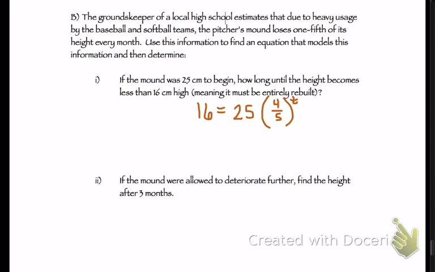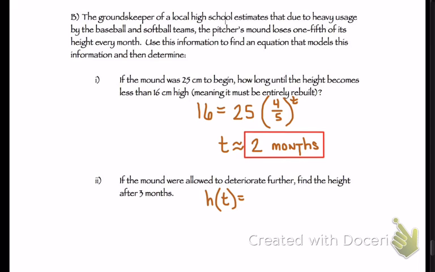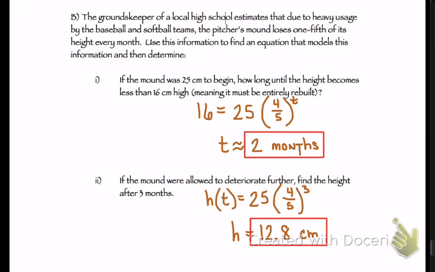So hopefully you're okay with that. How do I solve it? Again, y1, y2, find the intersection. I'm going to get 2 months. Second part though, if the mound were allowed to deteriorate further, find the height after 3 months. Okay, so now I'm trying to find the height after 3 months. Remember, it started at 25 centimeters. It has 4/5 of its value left every month. After 3 months, I don't need to graph this. This is just a simple calculation. I get 12.8 centimeters. Okay, so we saw one more on how to solve exponential equations. We then saw the applications, and good job.